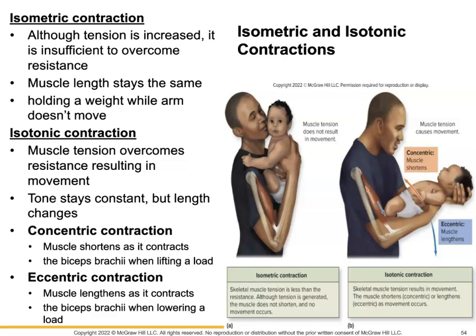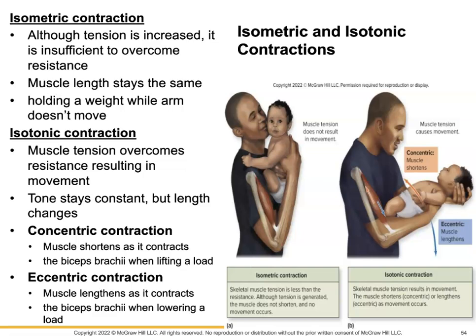Isotonic, again, iso means same. Tonic refers to tension. So the muscle tension overcomes the resistance, and that results in movement. So the tension or the tone stays the same, but the length changes. Think of that as doing biceps curls, or you pick up your book, you let it down in front of you. If you're holding your book in both hands and you raise it up towards your chest and then lower it down toward your thighs, you are keeping the tension the same because the book is not changing, but the length of your muscle is changing.